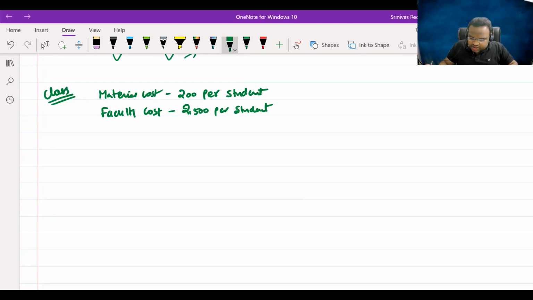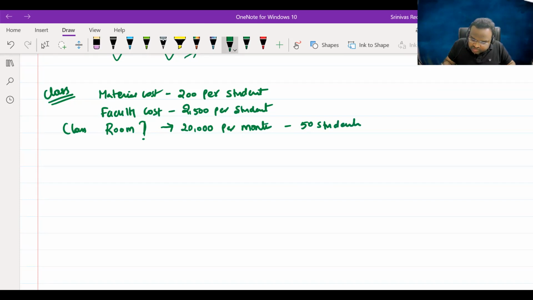So in addition to this material and faculty, I also need a room, that is a classroom. Sir, I am starting for the first time. I know some costs I can forecast, whereas some costs I cannot forecast. Now, for example, I agreed with my owner that I need to pay 20,000 rupees per month. The capacity of the class is that I can accommodate up to 50 students. Remember this word. That is how I am slowly coming to fixed cost.